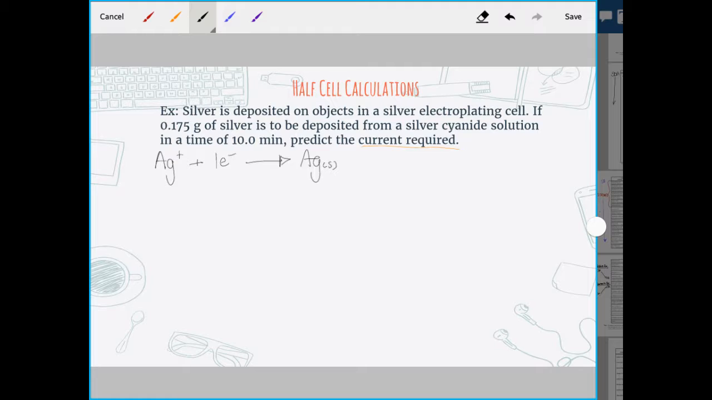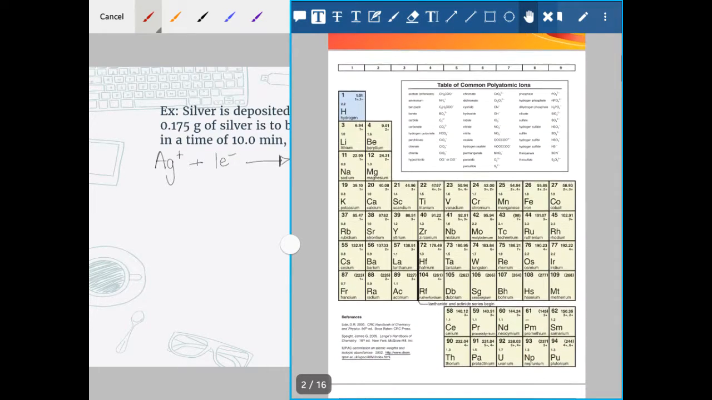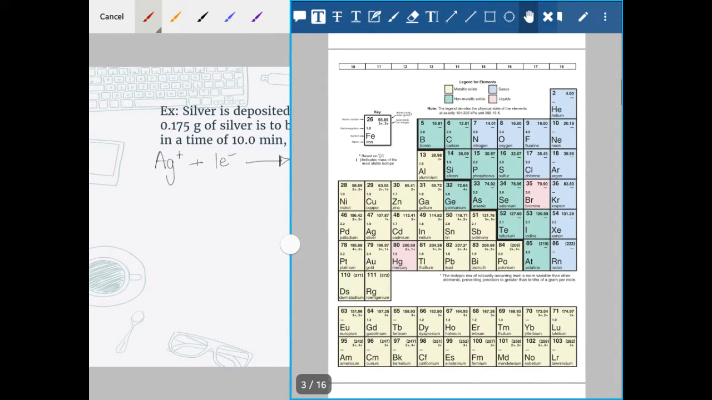Okay, so I write down my variables. I have my mass, which is equal to 0.175 grams. And my molar mass of silver, let's just slide this over and find our molar mass of silver. Our molar mass of silver is 107.87.